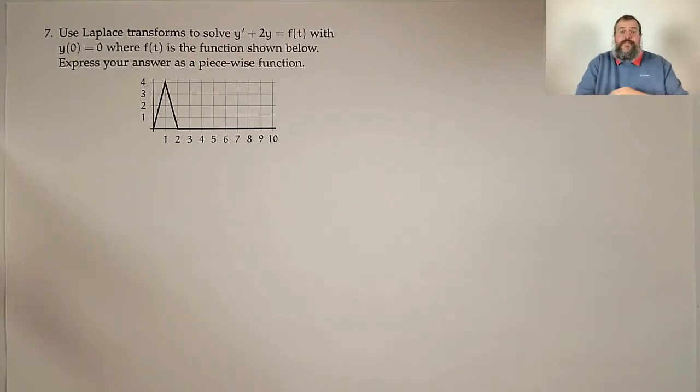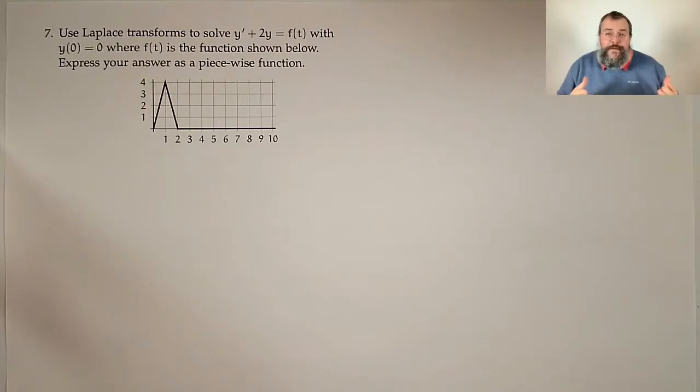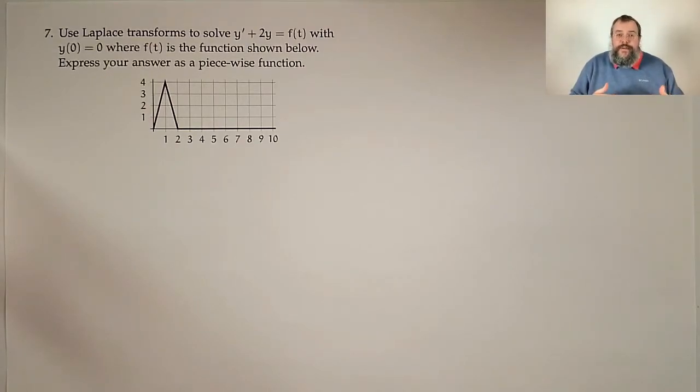Use Laplace transforms to solve y prime plus 2y equals f of t, with y of 0 equals 0, and where f of t is the function shown below. I was like, what? They didn't give us a literal expression. It's not even a piecewise. It's not like here's f of t equals this. It's just like, there's a picture. Here's f. Okay, great. That is f. So now we've got to figure out what's going on. So f of t, it's up, down, level, right? That's the picture.